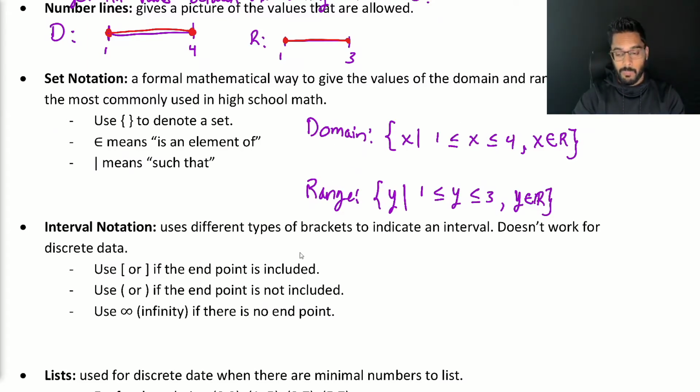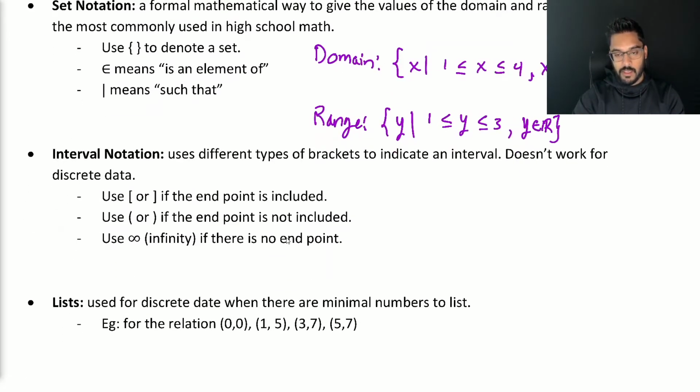Interval notation basically looks like a coordinate pair, except the type of brackets are going to tell you if you can or cannot include the endpoint. Okay, this doesn't work for discrete data, only for continuous. So if it's a square bracket, we'll use that if the endpoint is included, a rounded bracket if it's not included, and the infinity symbol if there is no endpoint. So sometimes it could go on forever.